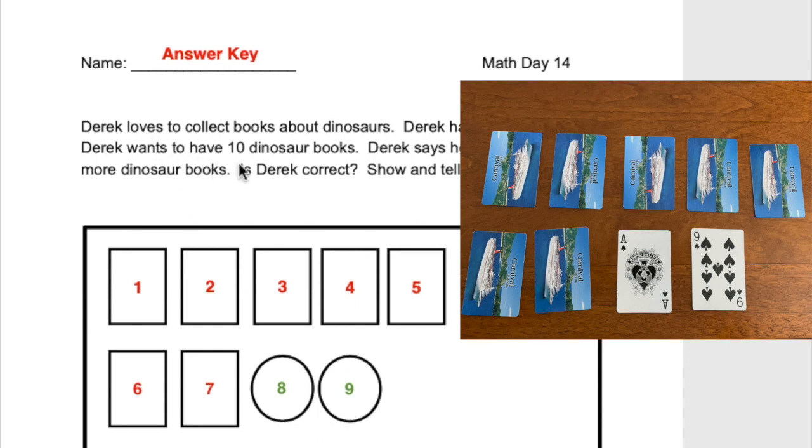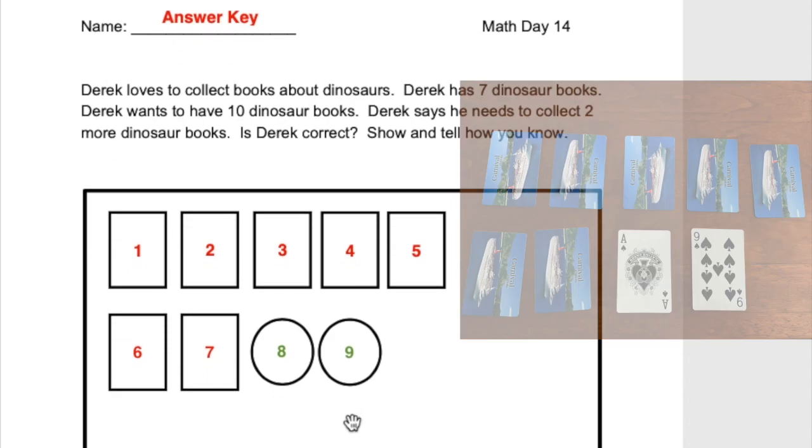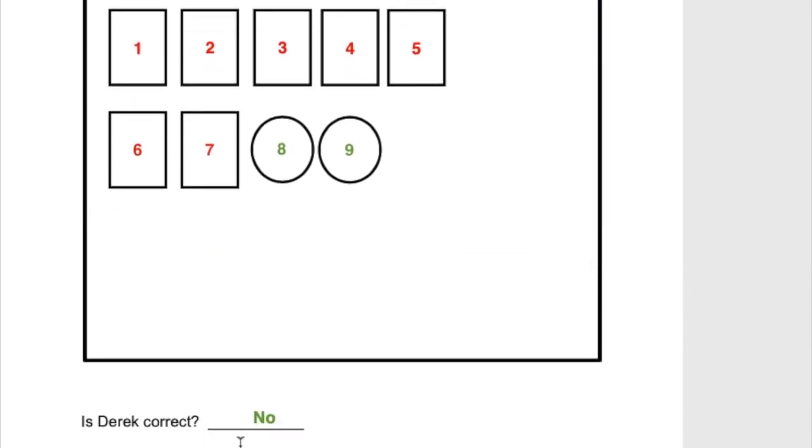Derek wants to have 10 dinosaur books. Is Derek correct? Well, we already know he doesn't have 10. He only has 9. So now on the bottom, I'm going to write, no, Derek is not correct. My picture only shows 9.